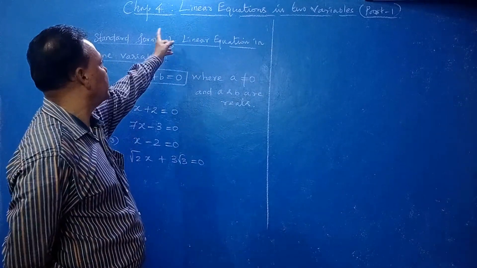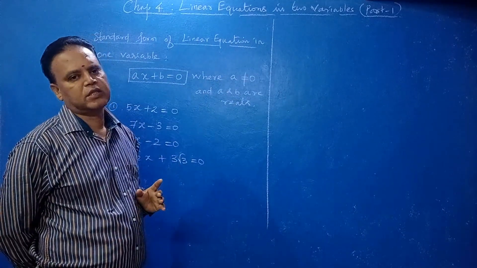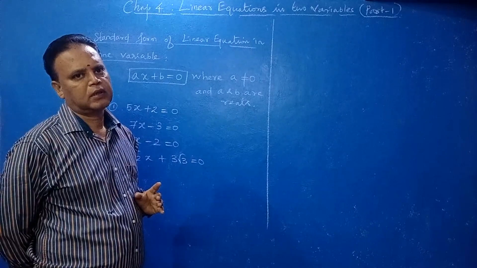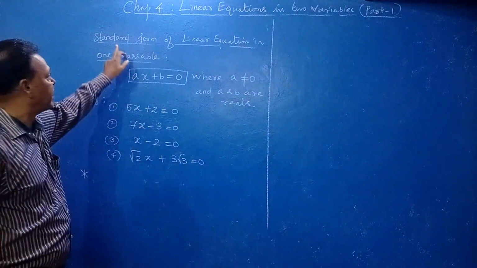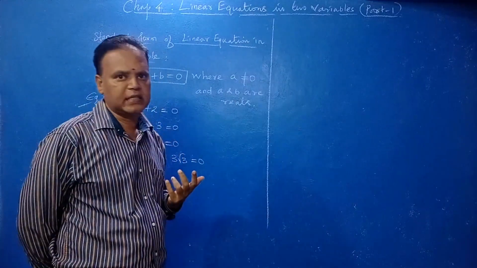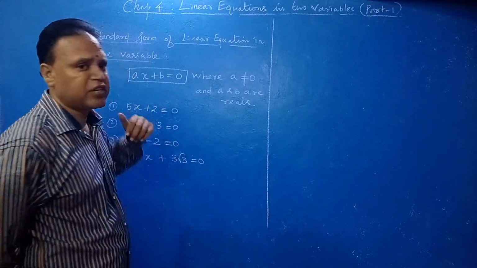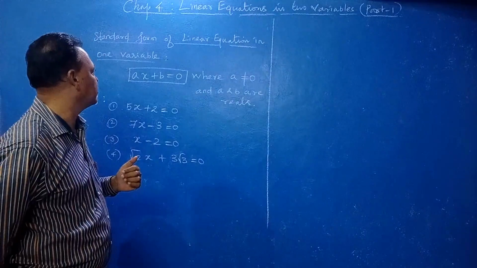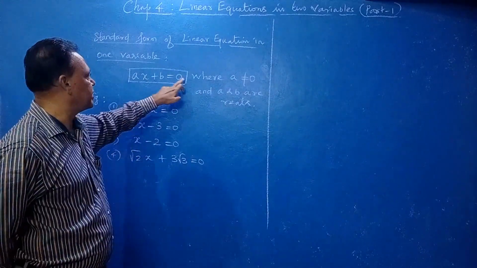Chapter 4, linear equation in two variables, part 1. First, we will see the standard form of a linear equation in one variable. In lower classes also you will have studied it. So, what is the standard form of a linear equation in one variable? ax plus b equal to 0.